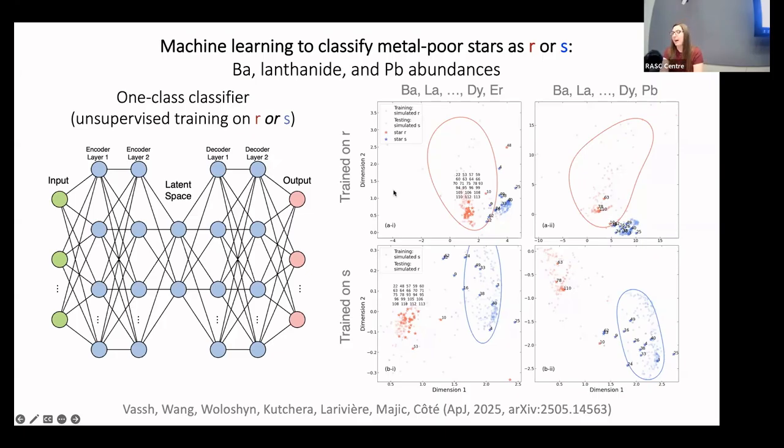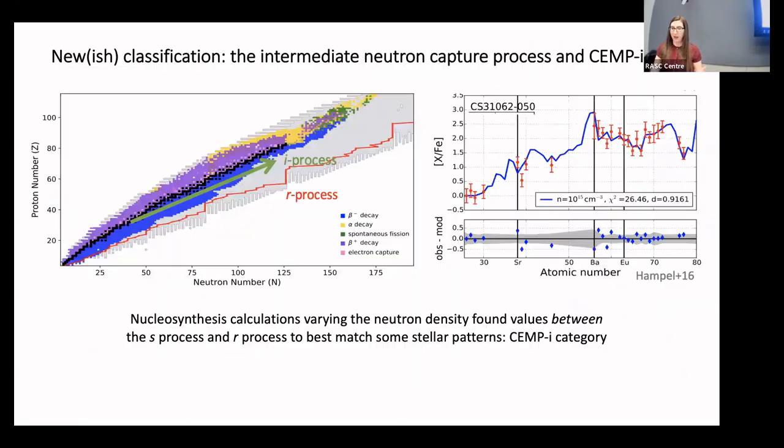And yet again, we have R and S occupying separate regions of the space. The stars that are typically S lie in the typical S space, and the stars that are R lie in the typical R space. But again, we have a couple that are bleeding over into each other's categories. So we really feel that this is a path forward towards having a more rigorous way of classifying these stars by looking at the full pattern.